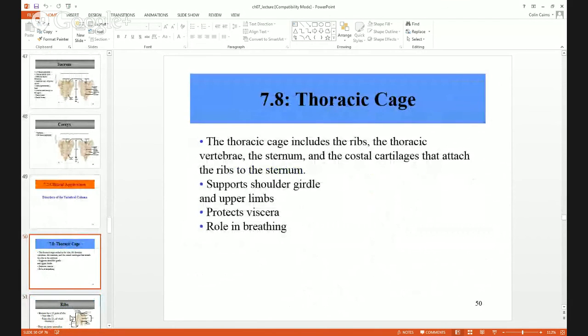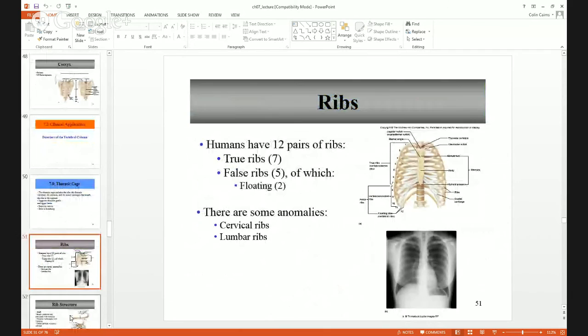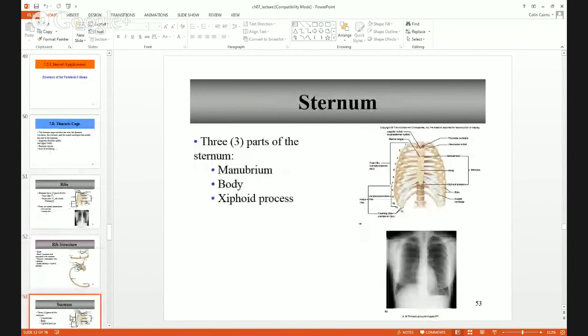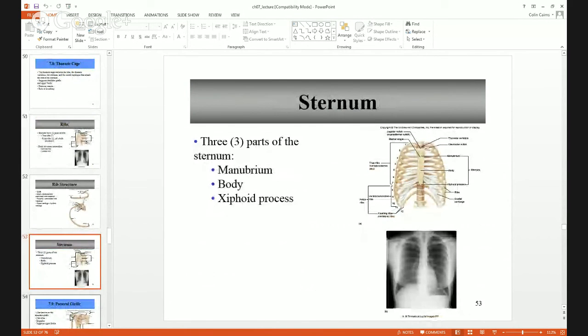And there's the thoracic cage itself. And the ribs themselves, they have 12 pairs of ribs, 7 are true. There's 5 false ribs, of which 2 are floating. And there can be some anomalies, cervical ribs and lumbar ribs. And there's a rib structure. There's a look at the sternum, manubrium, body, and xiphoid process.